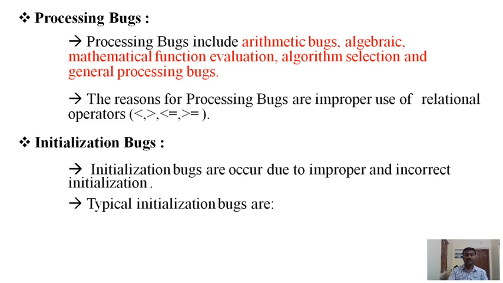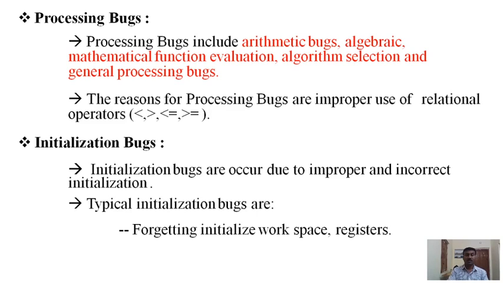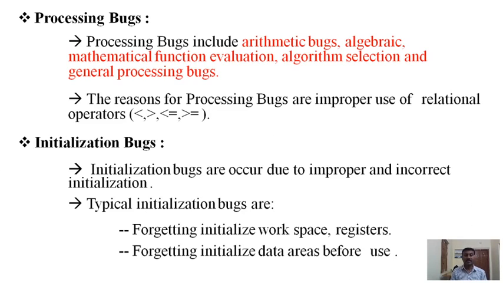The typical initialization bugs are forgetting to initialize workspace or registers. We provide the variable to the program, but we forgot to initialize that space. Another is forgetting to initialize data areas before use. When you want to use any variable in the program, before using it you need to declare and initialize that variable. If you forget, those are the chances to create initialization bugs.